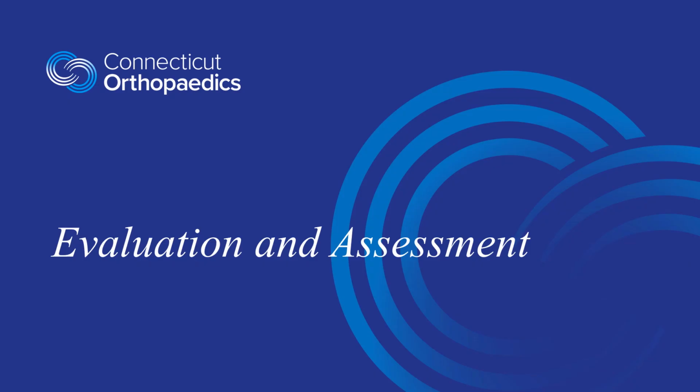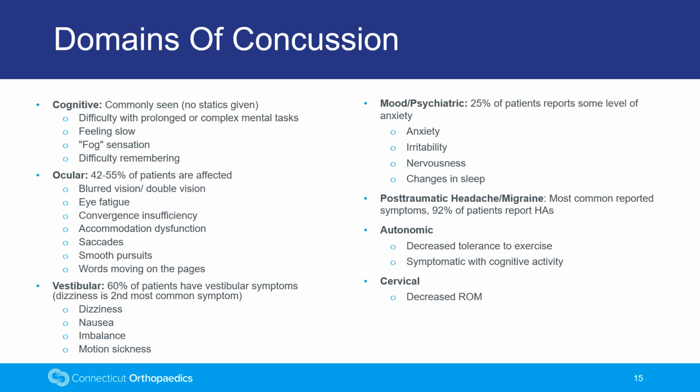Evaluation and assessment. There are 7 domains of concussions, sometimes called categories of concussions. The first is cognitive, which is most commonly seen. People complain about feeling slow, being in a fog, difficulty remembering, and they have difficulty with prolonged or complex mental tasks.